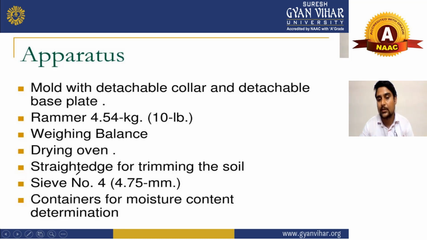Now the next one is the straight edge for the trimming of the soil. And the sieve number 4 is here, 4.75 mm. And the container for moisture content determination is given here. You have to take the weight of it.